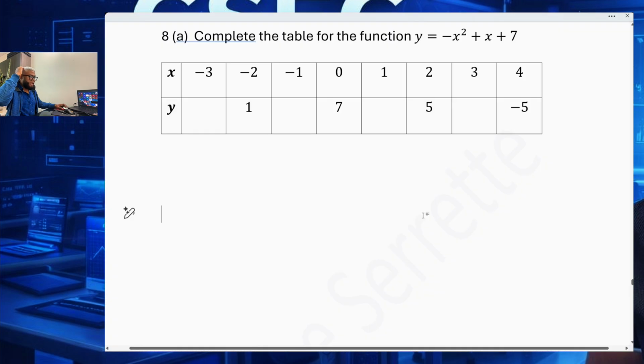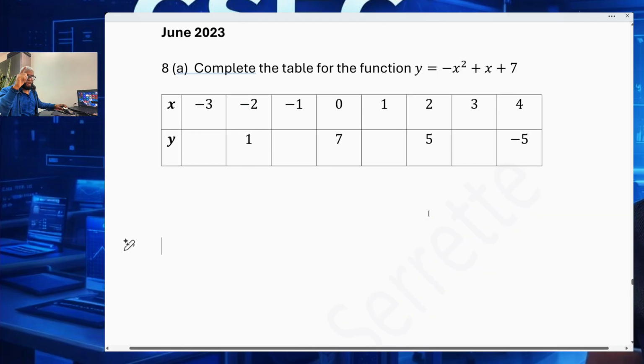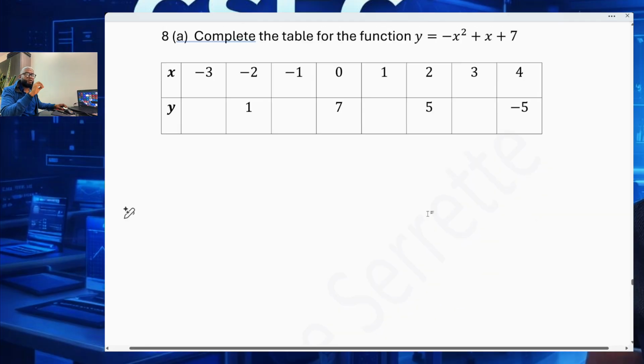So number 8, what year was this? June 2023, right? Complete the table for the function y is equal to negative x squared plus x plus 7, right? They give you all your x values here. Somebody give me the domain. What will we write that domain as? It will be negative 3 is less than or equal to x is less than or equal to 4. That will be my domain, right? So let me figure out what the range is now. My range will be my what values? My range will be my y values, right?